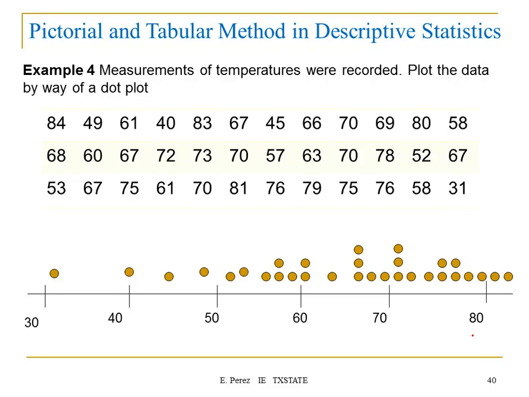So for instance, for 70, we should have at least 3 values. So if you look here, I believe we have 1, 2, 3, actually we have 4. So we should have another dot on top.